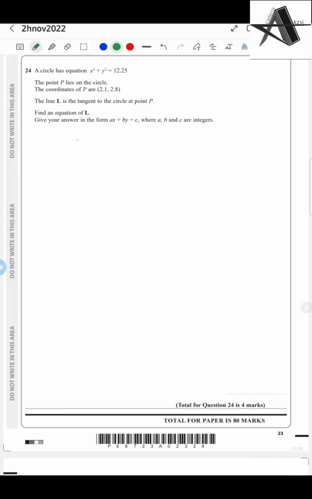The standard equation of a circle is x squared plus y squared equals r squared, where r represents the radius. Let me draw the circle. This is a circle and it has a center here, O. It says the point P lies on the circle. Let's say point P is lying here and it's (2.1, 2.8).